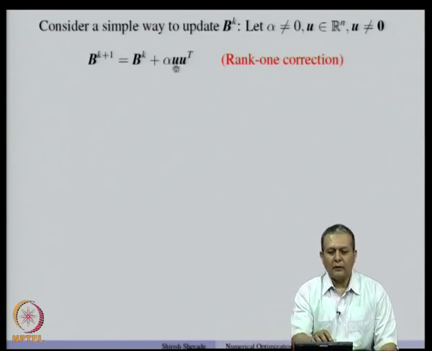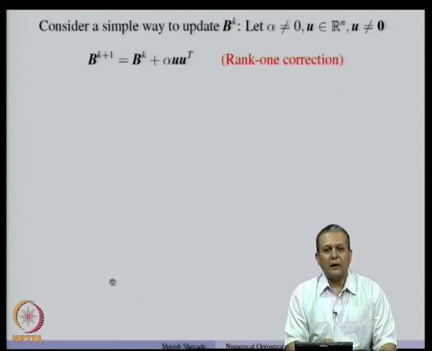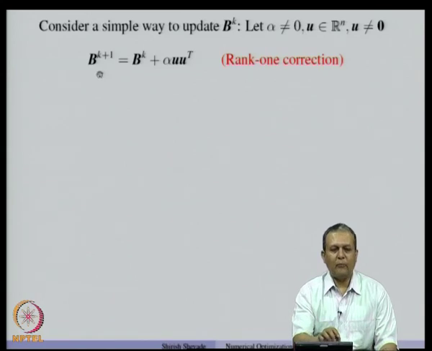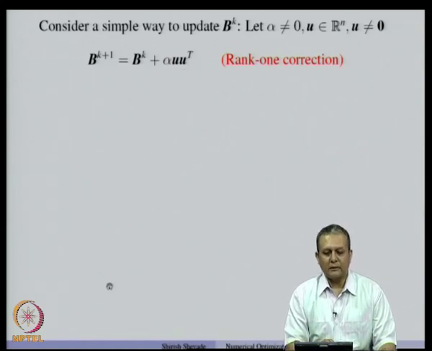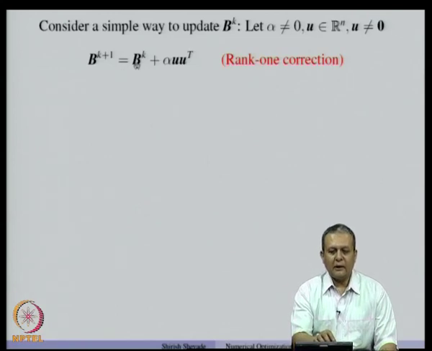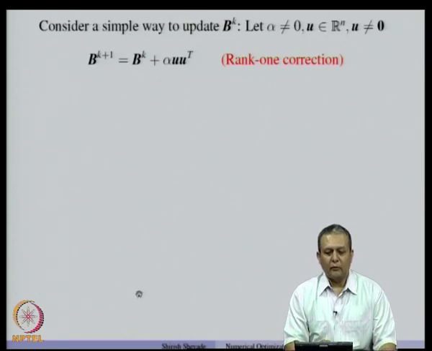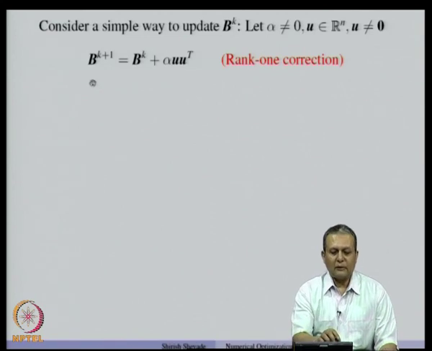Now, note that u u transpose is a rank 1 matrix, and therefore this is called a rank 1 correction of B_k to get B_{k+1}. u u transpose, in addition to being rank 1, is also a symmetric matrix. Therefore, if B_k is symmetric, then B_{k+1} is symmetric. Moreover, if alpha is greater than 0 and B_k is positive definite, then this matrix will also be positive definite. So, what we need is alpha greater than 0 and u non-zero. If B_k is symmetric and positive definite, that will guarantee B_{k+1} to be symmetric and positive definite.